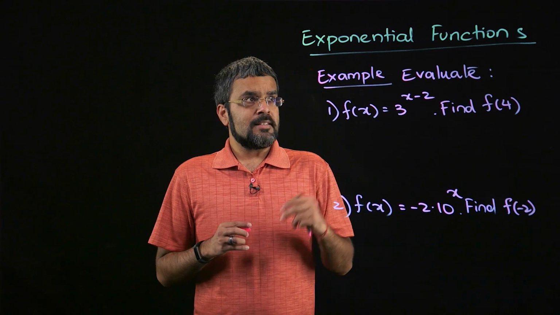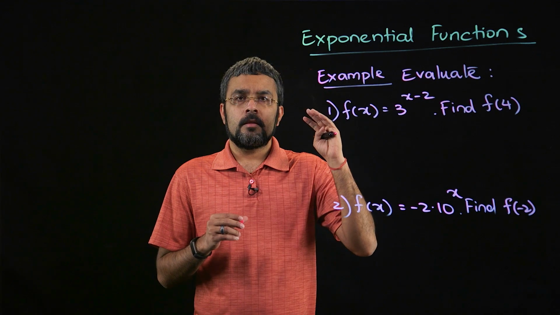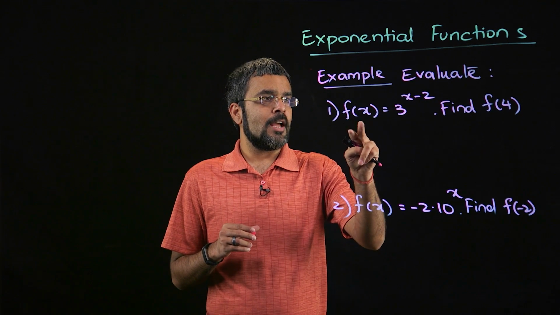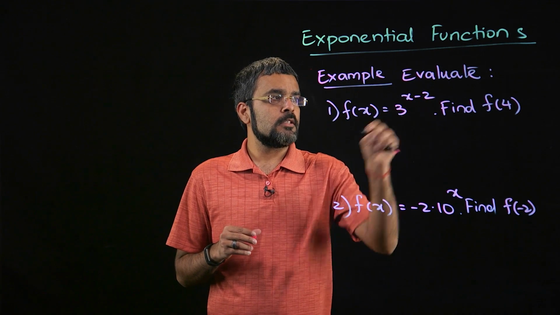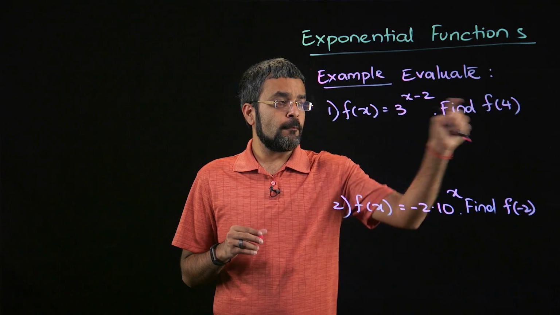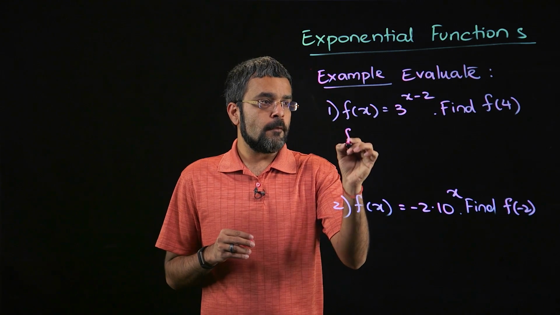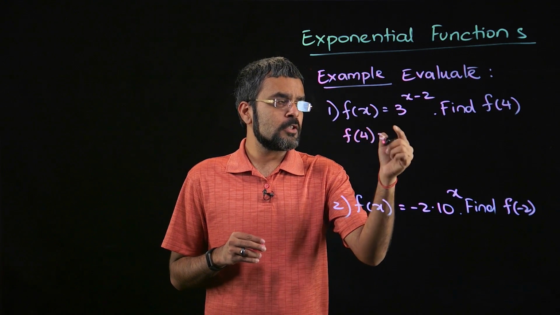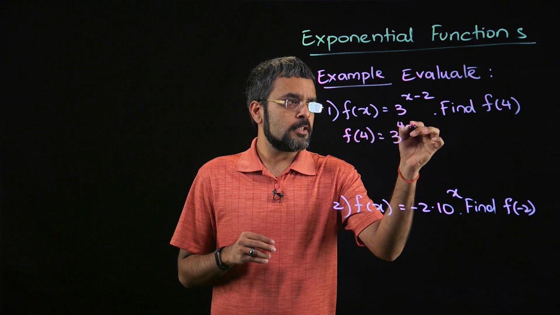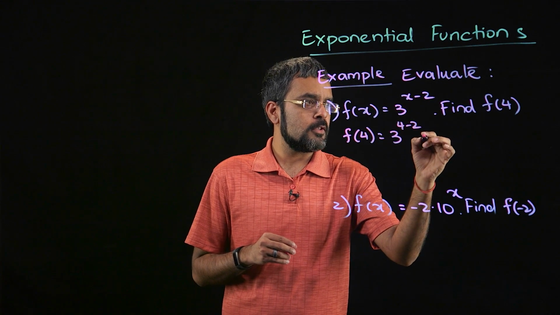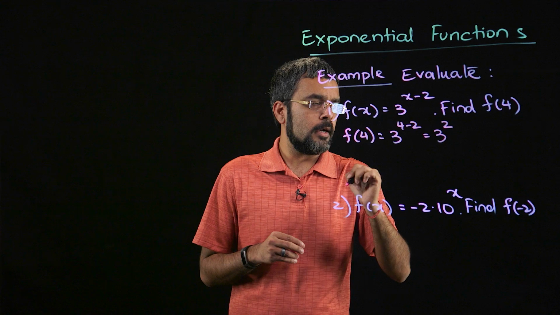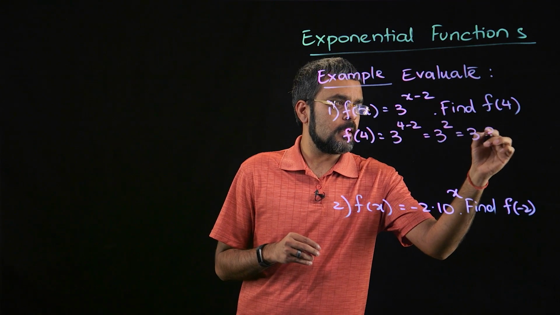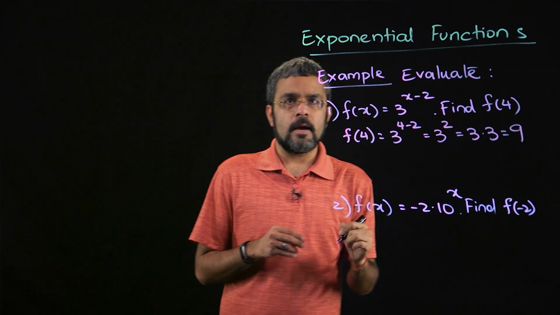Okay, so let's take a couple examples. The first one is we want to evaluate the function f of x equals 3 to the quantity x minus 2, and we're going to evaluate f of 4. So f of 4 is going to be 3 to the 4 minus 2, just replacing x by 4, which is 3 squared, and that is nothing but 3 times 3, which is 9.